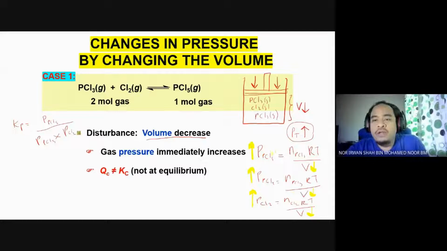And of course, when all three of these partial pressures are increasing, what will happen to the value of Q? Of course, Qc is not equal to Kc, and that's why the system is not at equilibrium. So right now, what will the system do? That is the question that we need to answer in this next part of the discussion.